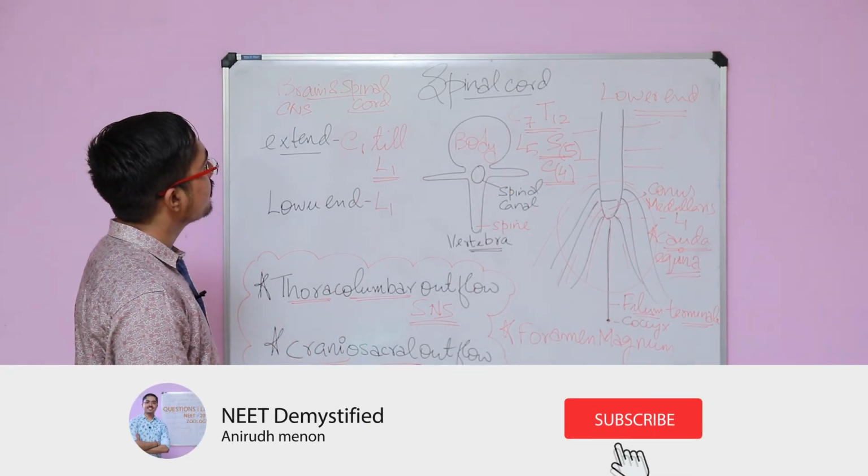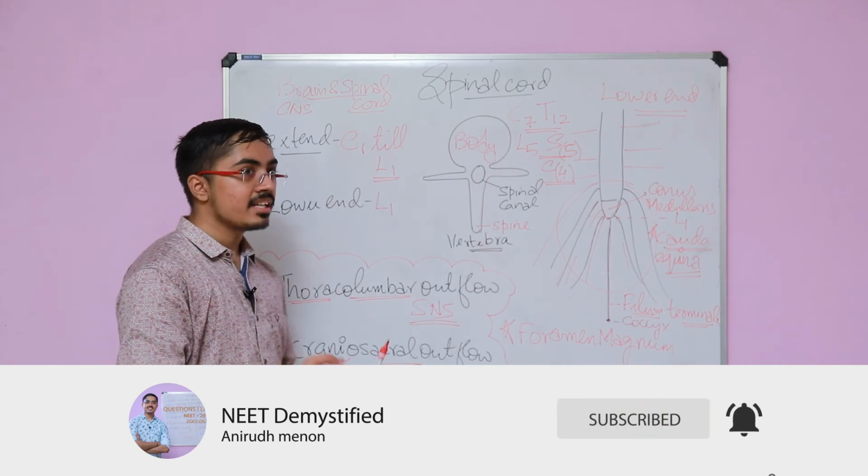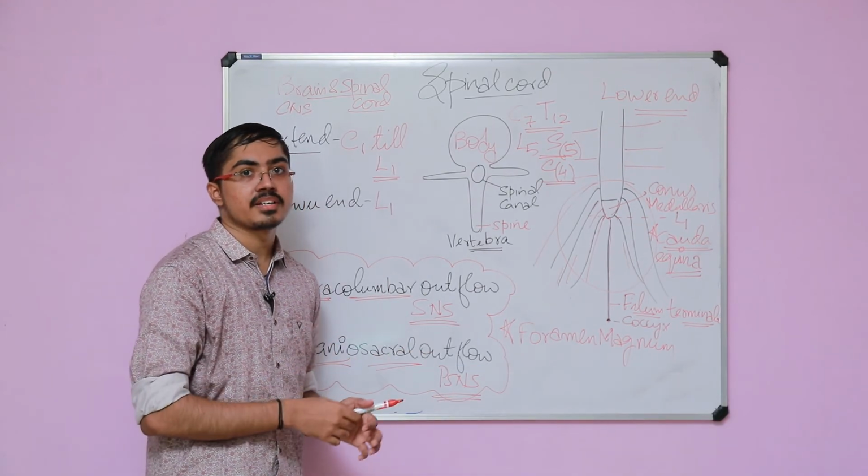So up to this we have come to the gross features of this. Now we will take the cut section of the spinal cord and learn whatever is required from there.